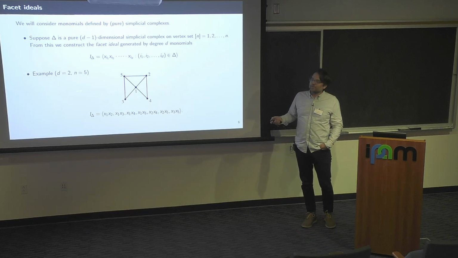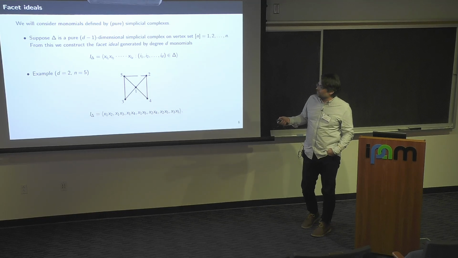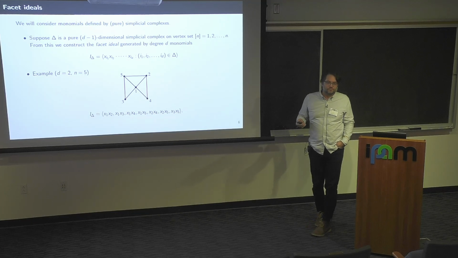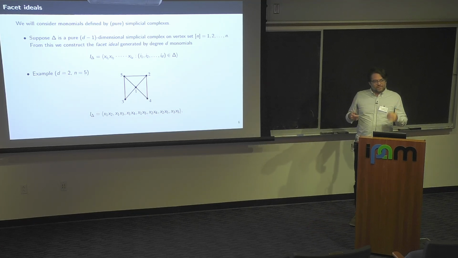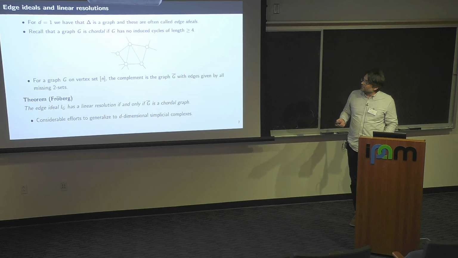And what are the edges that I see? What are the facets? They're just two subsets. So 1, 2 is there. That means x1, x2 is there. Okay, so the data is this simplicial complex. I get a monomial ideal out of that.